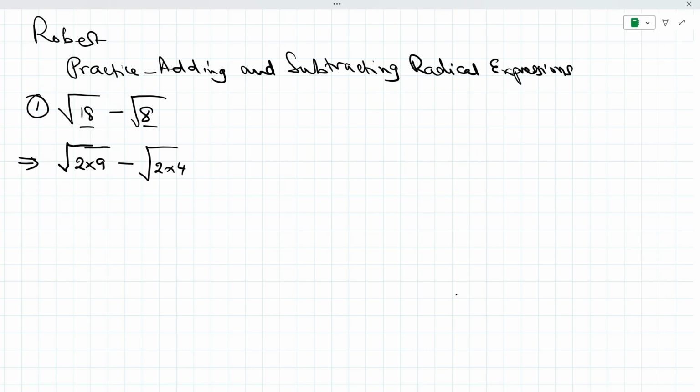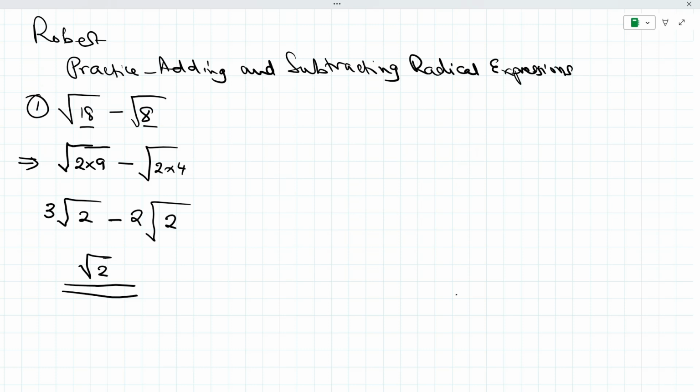Now you can clearly see that when we find the square root of 9, it becomes 3, so it comes out of the square root. And in the square root, we remain with the 2. And here, in the second part, when we find the square root of 4, which is 2, we bring it out of the square root. And under the square root, we remain with the 2. So we have 3 root 2's minus 2 root 2's, and this will leave us with only 1 root 2, and that one becomes our answer.